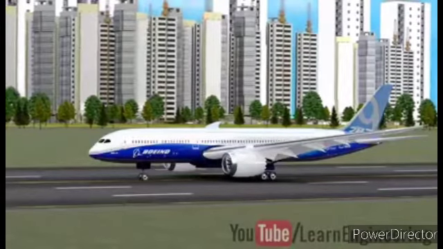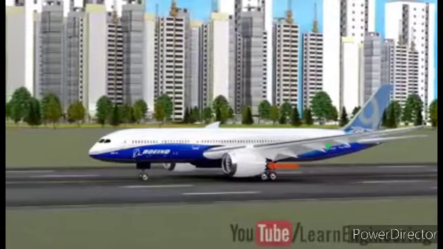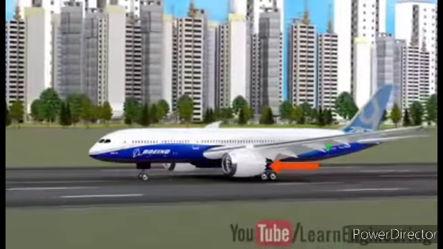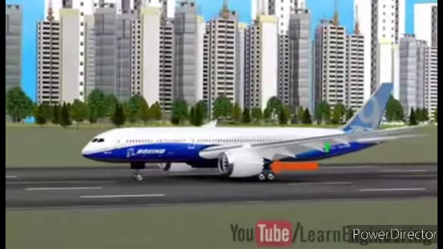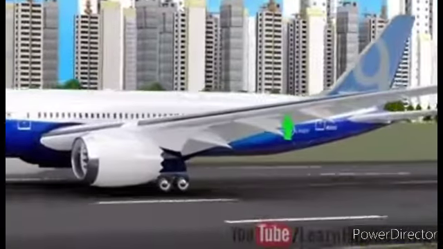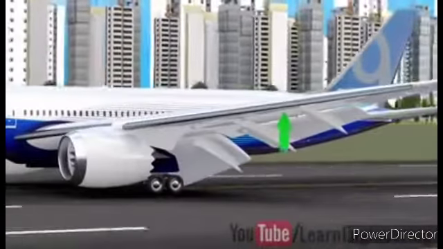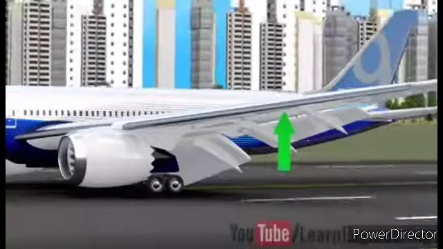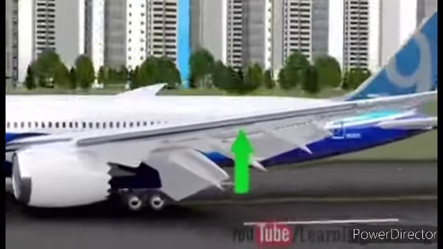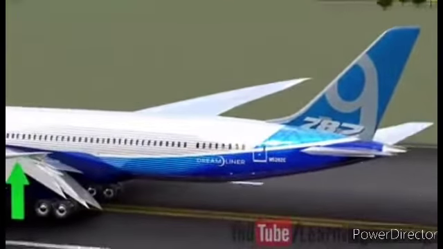First, the speed of the airplane is increased by increasing the thrust of the engines. When the airplane's speed is high enough, the pilots activate the flaps and slats. Lift is further increased due to this. When the airplane is ready for takeoff, they activate the elevators upwards.